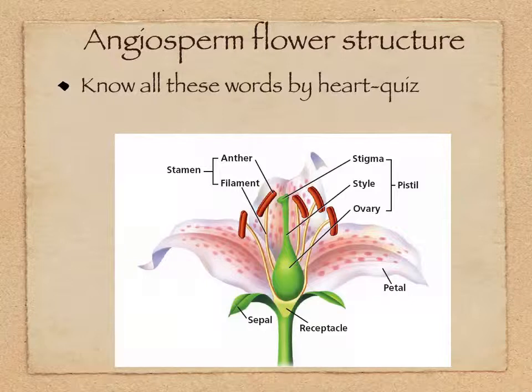Like we saw in gymnosperms, there are ovules inside the ovaries that will then become fertilized. Plants or flowers have male and female parts both. The stamen has anthers that produce pollen, and that pollen lands on a stigma to create a pollen tube that goes down the style to the ovary.